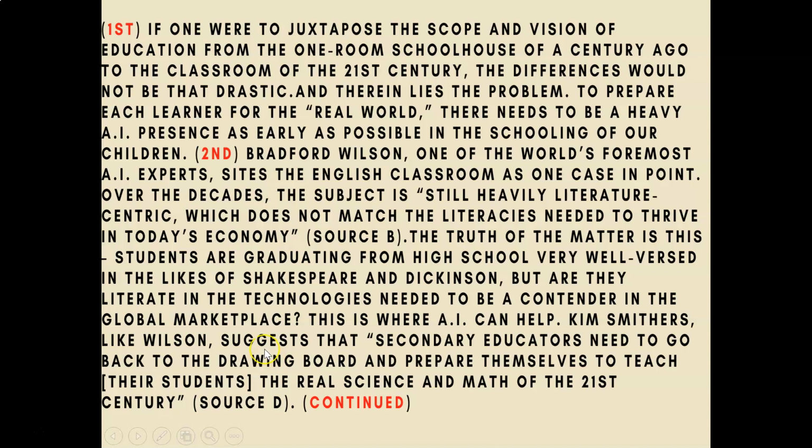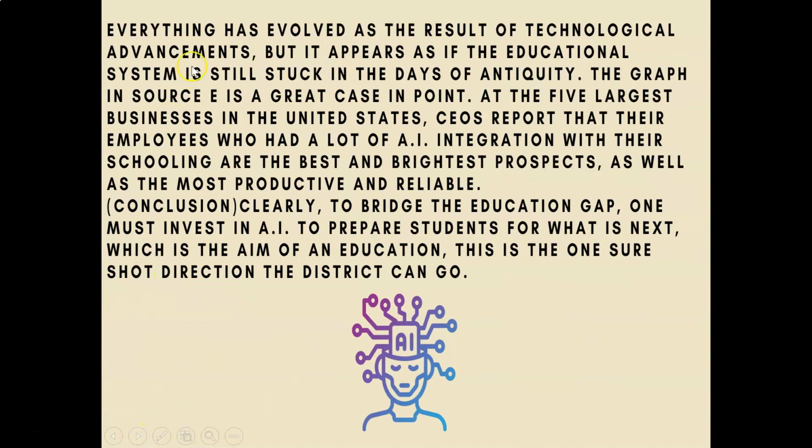So Kim, like Wilson, suggests that secondary educators need to go back to the drawing board and prepare themselves to teach their students the real science and math of the 21st century. Source D. Everything has evolved as the result of technological advancements, but it appears as if the educational system is still stuck in the days of antiquity. The graph in source E is a great case in point. At the 5 largest businesses in the United States, CEOs report that their employees who had a lot of AI integration with their schooling are the best and brightest prospects, as well as the most productive and reliable.